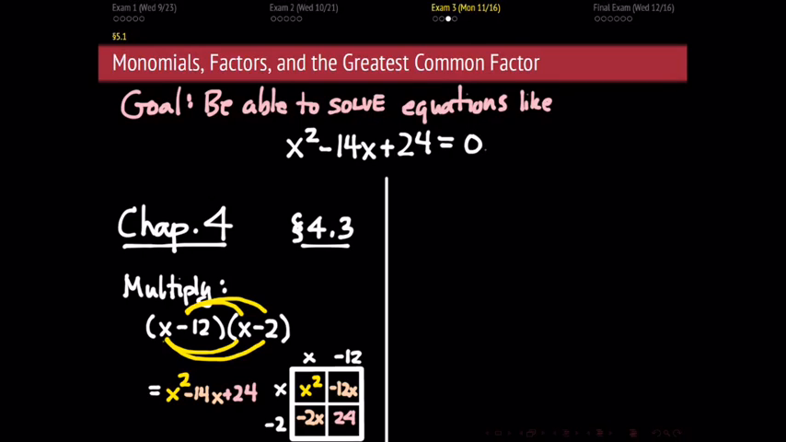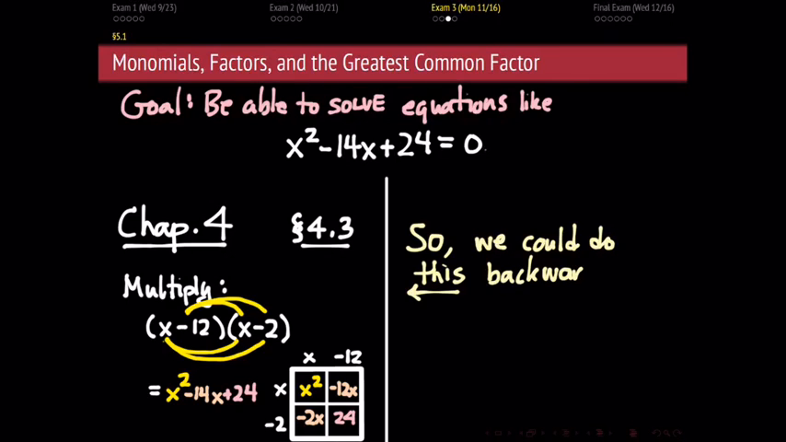So the solution to that is, what if we could do the process that's on the left-hand side of the board here? What if we could do that process backwards? So we could do this backwards. And what that would look like is the following. Say we start with an equation like x squared minus 14x plus 24 is equal to 0, like the one that's at the top of the board here.